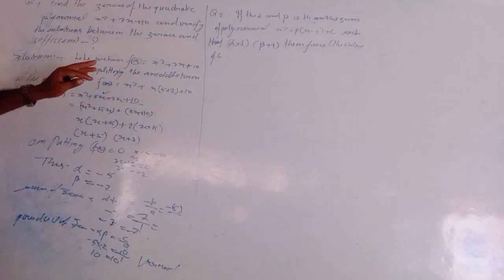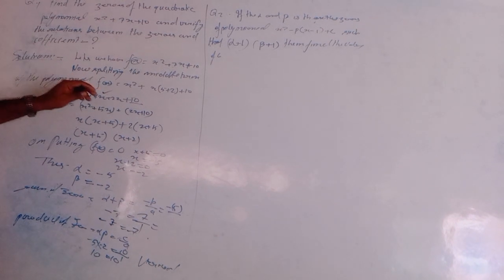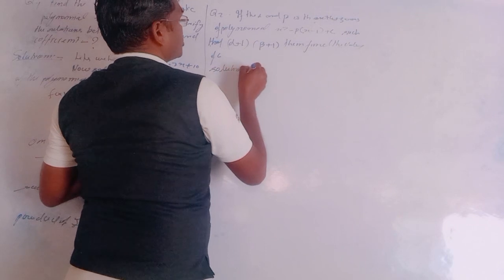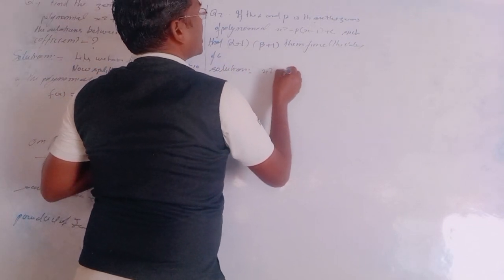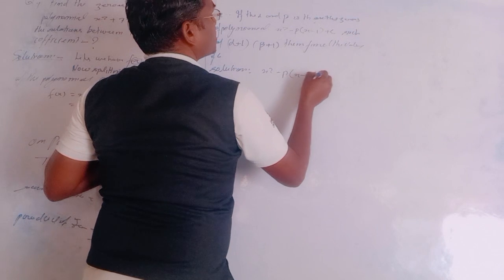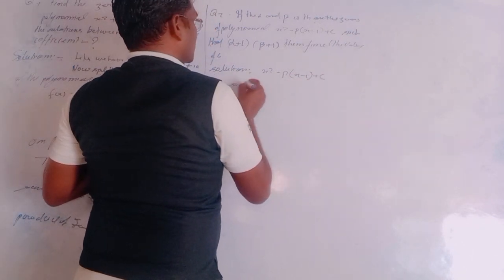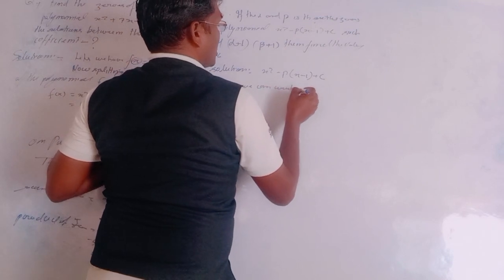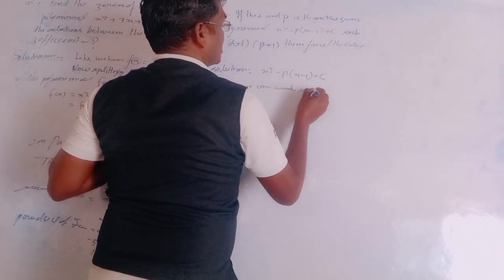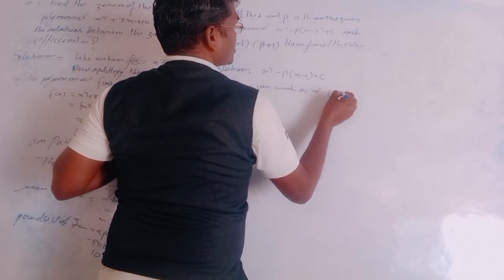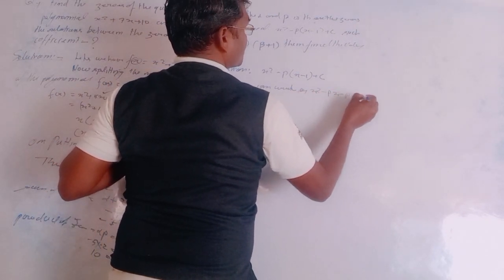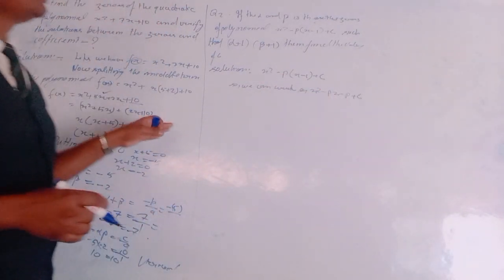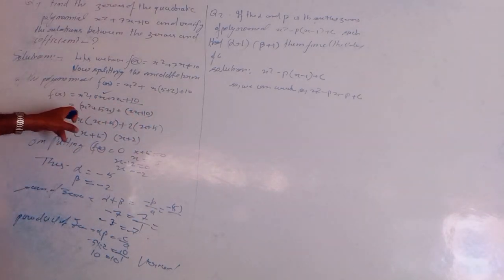So what we will do here, we will start the solution. We have x square minus p x plus 1 plus c. So we can write this as x square minus p x minus p plus c. We can write it like this.